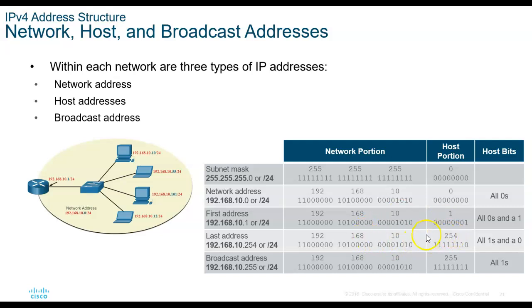And then to find out the last address, generally what I do is I find out the broadcast address first, and then I subtract 1 to find out the last address. I know that the broadcast address is going to be all 1s in the host portion. In this instance, it's all 1s in that last octet, which would be 255. So the broadcast address is 192.168.10.255. Then you subtract 1, and you've got 254 for the last address. So that's generally what I do.